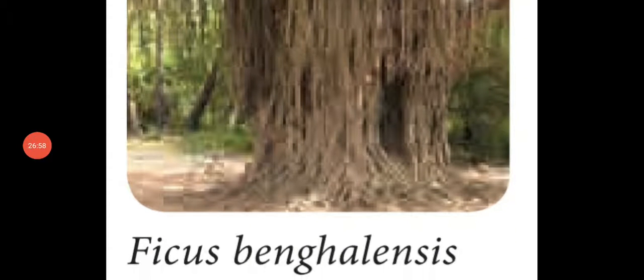Dear students, this is the Ficus bengalensis, that is banyan tree. See the branch of a tree which produces vertical adventitious roots, that means they grow downwards. When they touch the soil, they give mechanical support to the large banyan tree.